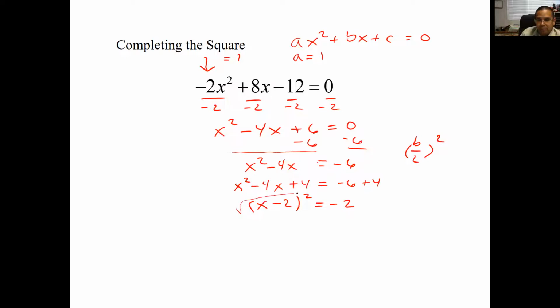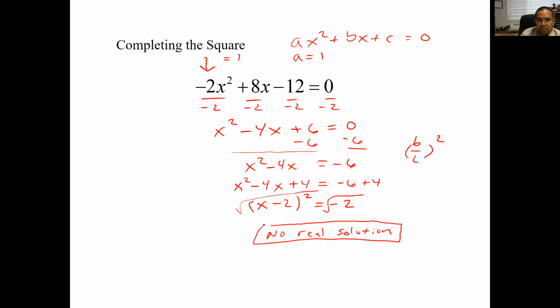So now we square root. Now we square root. And uh-oh, what happened? It's a negative number. And it's an imaginary number. We can't square root that, so this has no real solutions. So what does that mean in terms of the graph?